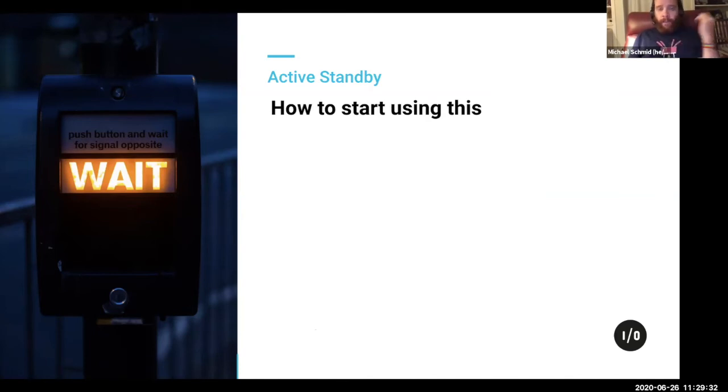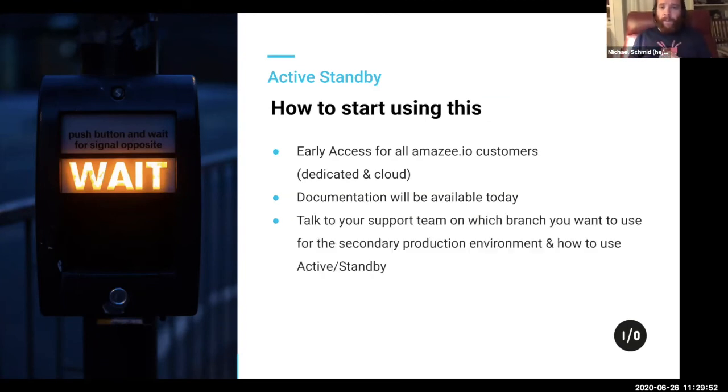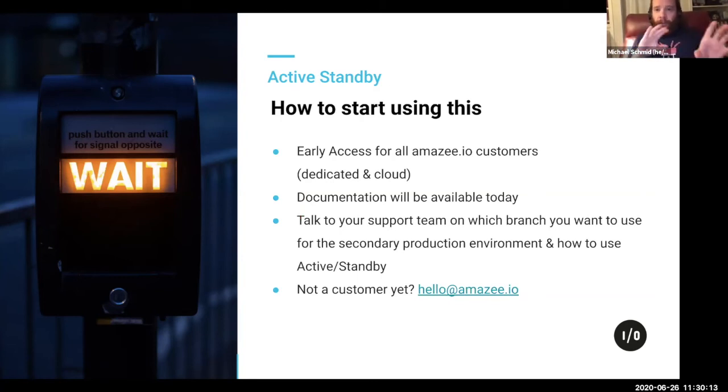Okay, now you say, this is all great, give it to me. As of today, we have early access for all Amazee.io customers, and that's the dedicated or the cloud. If you're interested in it, you can start using it today. We also have some documentation that explains more how it works and how to configure all the different things. This will also be made available today. And if you want to use it, talk to our support team, and they will help you figure it out, because we need to know some information from you and also how to use the active standby. If you're not a customer yet, reach out. We're happy to create a demo project for you so you can play with it, move sites around and stuff like that.